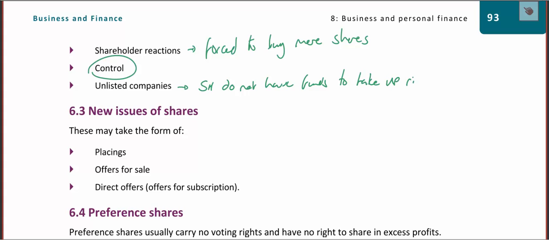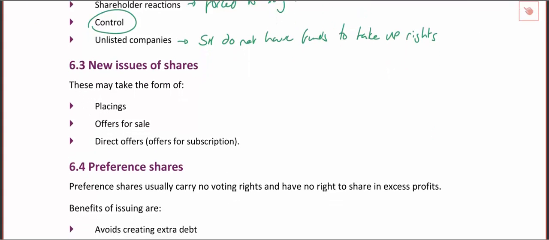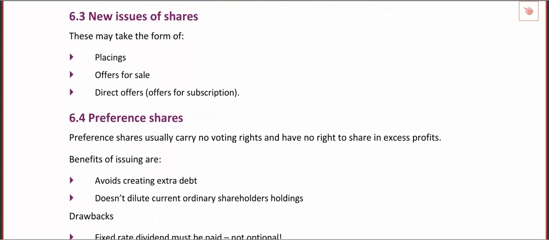Okay, they don't have sufficient funds to take up their rights, and therefore they're going to lose control. So that's the first type of issue for selling shares. Next, we've got a few extras.